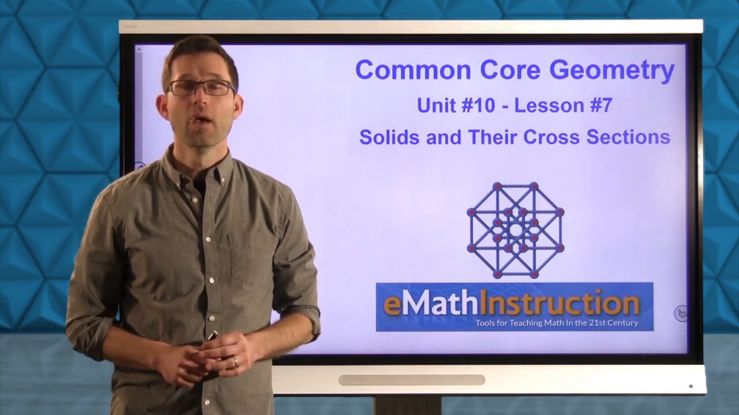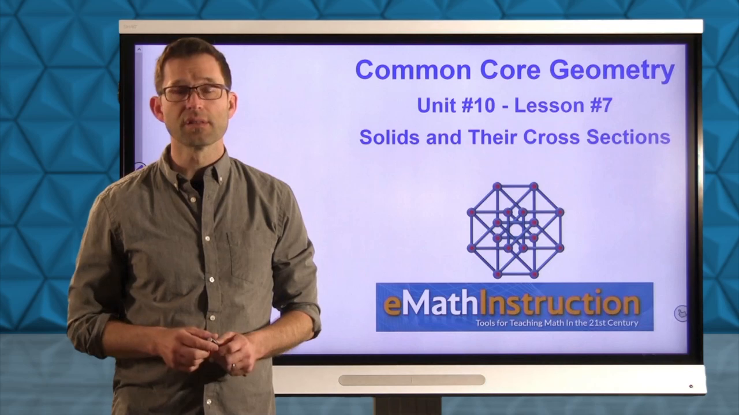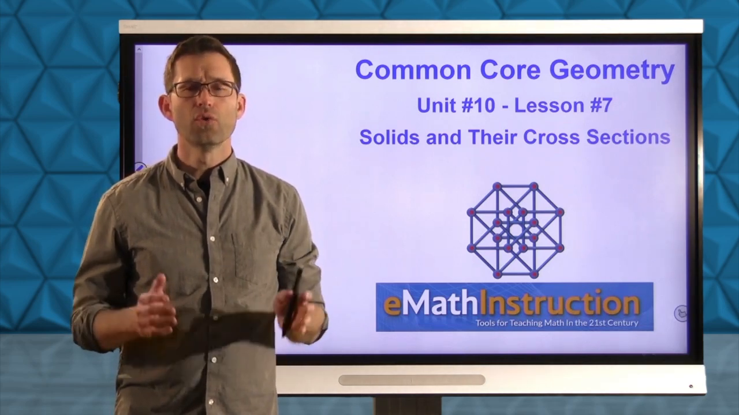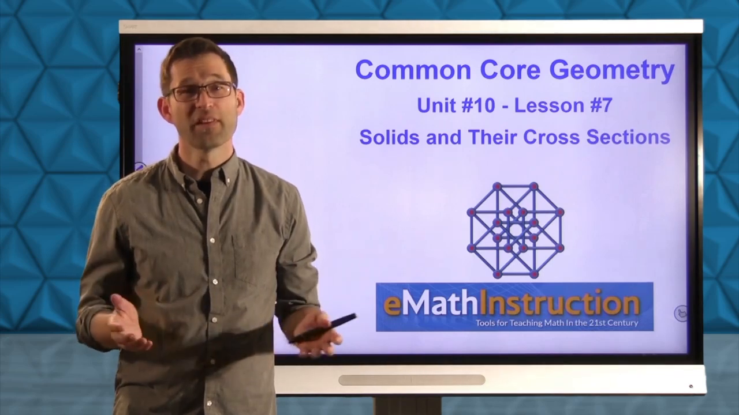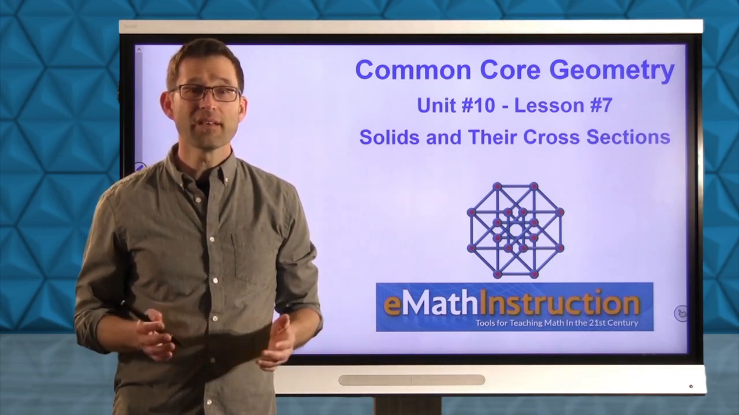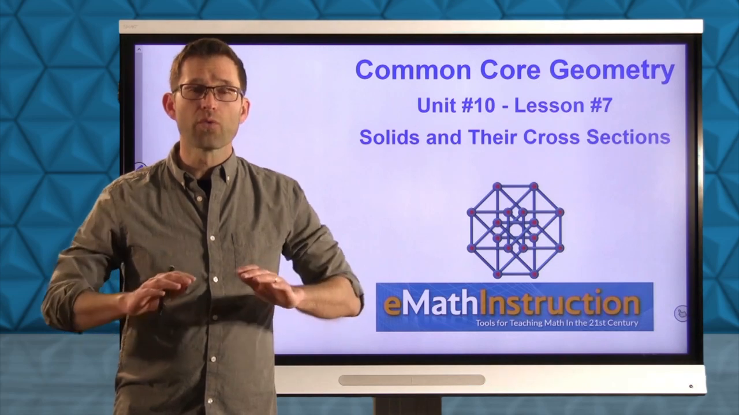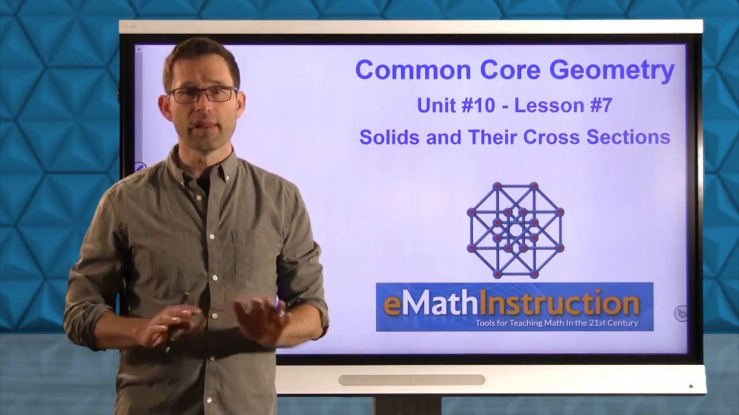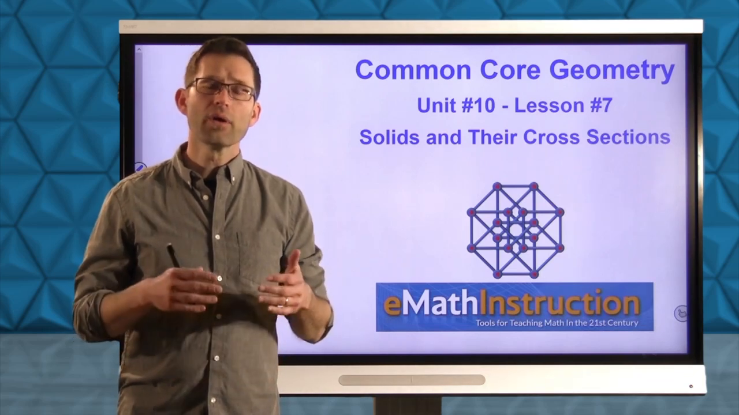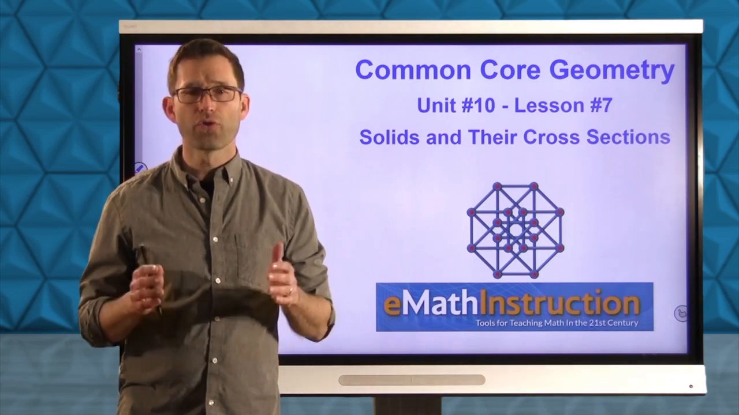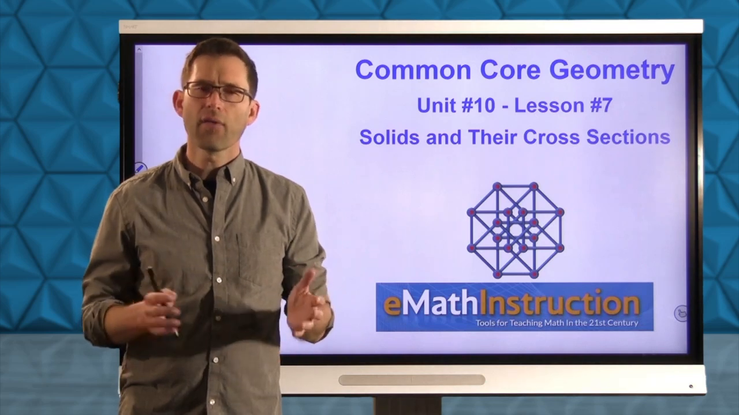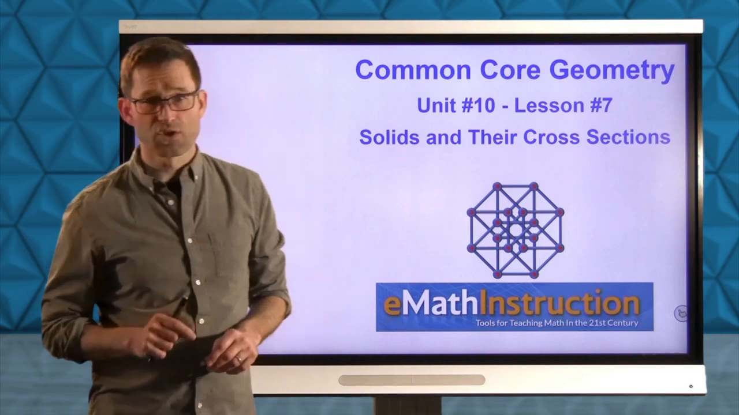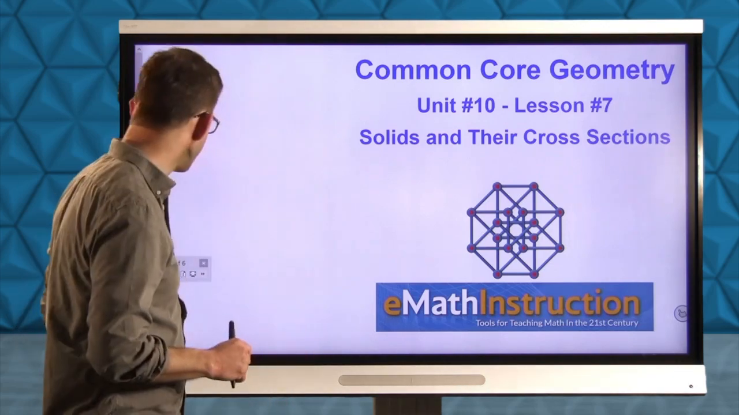Today we'll be doing unit number 10, lesson number 7 on solids and their cross sections. We've only got a few more lessons left in Common Core Geometry, and they're all going to be devoted to the three-dimensional world that we live in. It makes sense that we started with two-dimensional work, flat shapes that live in the plane. Now we're going to do a few lessons on three-dimensional objects and how they relate to those two-dimensional shapes, specifically what their cross sections look like. So let's jump into it.